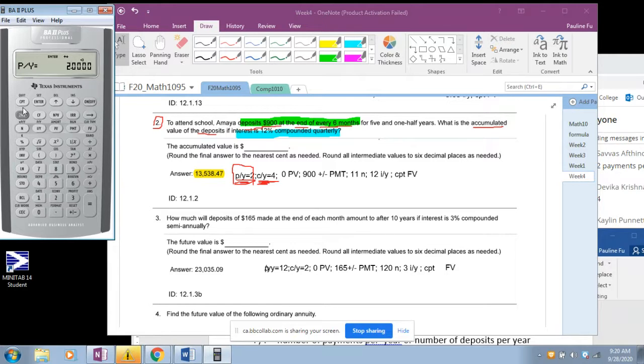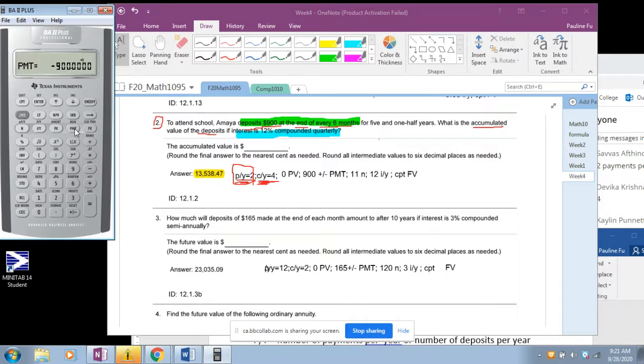Okay. So I click second quit. I already set up my computer: PY equal to 2, CY equal to 4. Now you just directly enter the number. So 900. Oops, that is the wrong number. 900, that is negative PMT. 900 negative PMT. Okay.